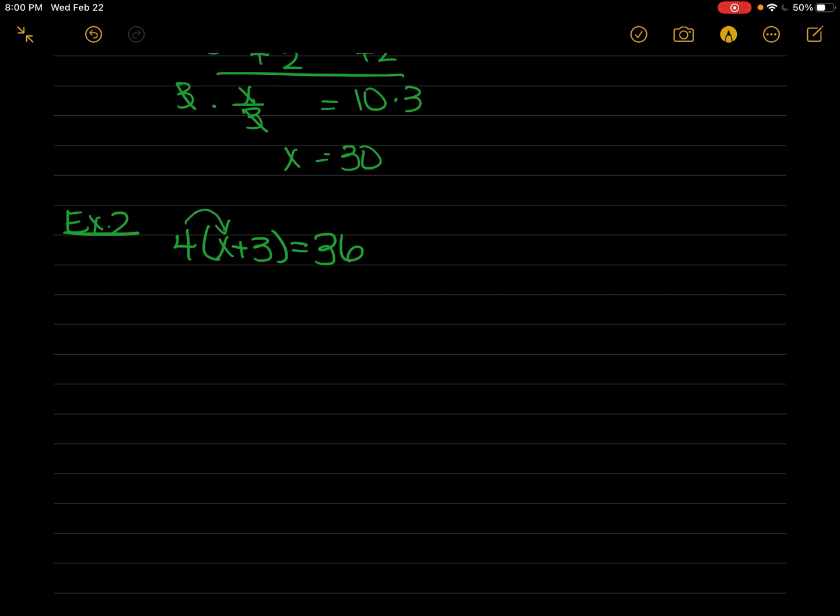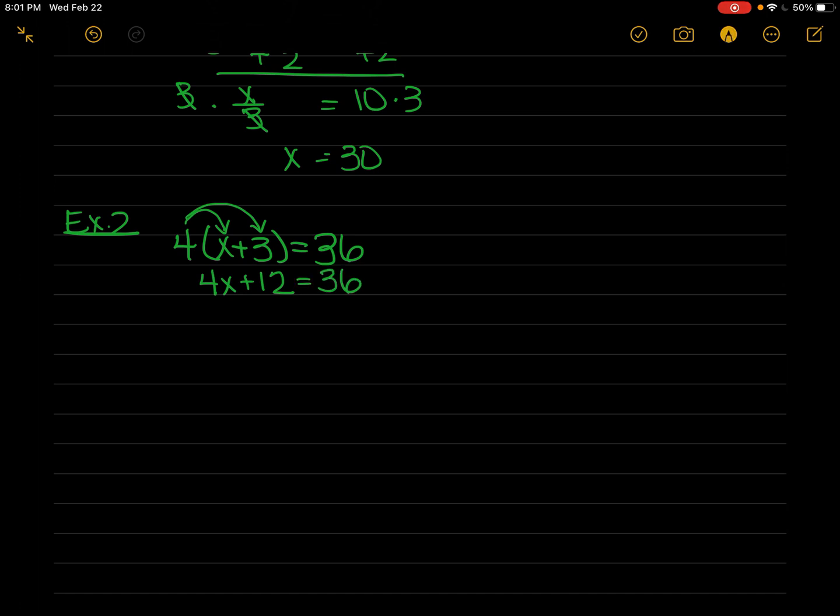distributive property is where you distribute this 4 to everything inside the parentheses. And that's the way I prefer to teach it. So I'm just going to show you that way today. Okay, so we have 4 times x is 4x, and then 4 times 3 is 12. You have to multiply the 4 by both numbers inside, or the variable and the number inside the parentheses.